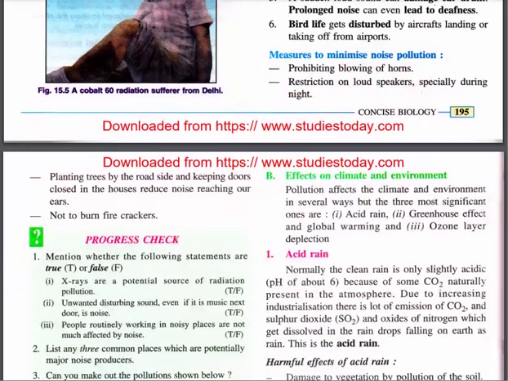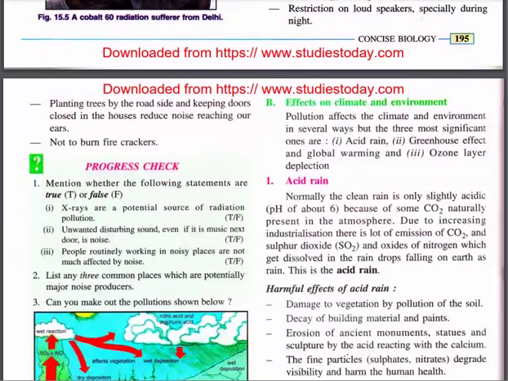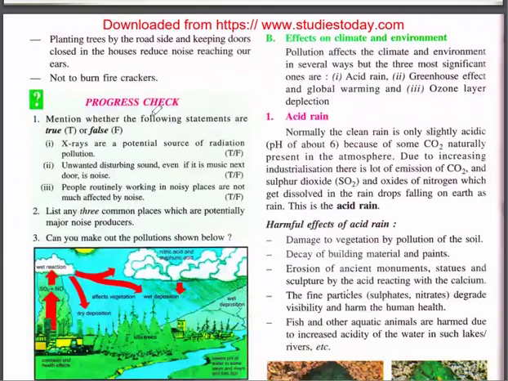Restrictions on loudspeakers, especially during the night. When someone puts loud music on speakers at night, it's the worst night you will have. Planting trees by the roadside and keeping doors closed in the house reduce noise reaching our ears. Do not burn firecrackers.